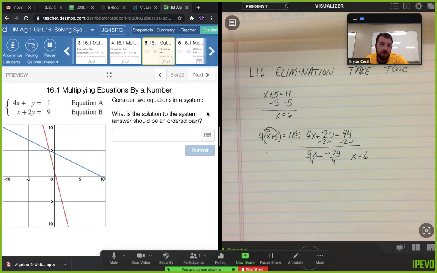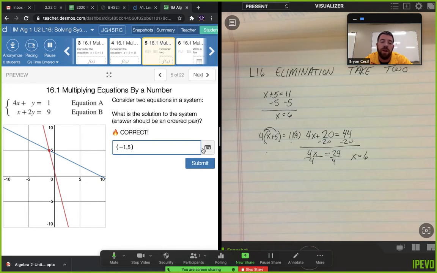So, consider these two equations in a system. What is the solution? Well, I click here, the solution's where they intersect, and it's -1, 5. Correct. All right.